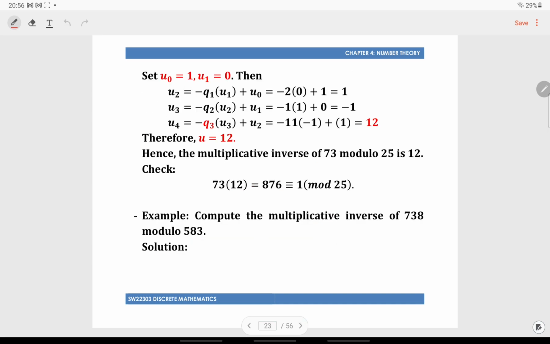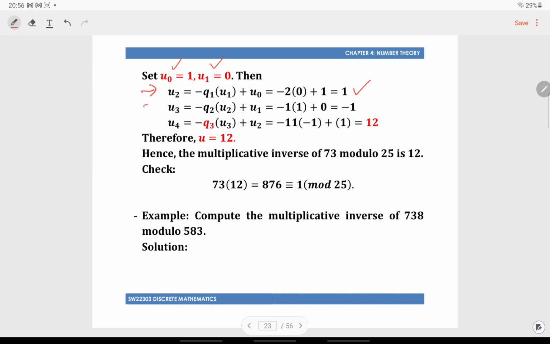Okay, so by default, for the u, we have the following two fixed values. We have u0 equal to 1, u1 equal to 0. You have to remember these two fixed values. Then we compute u2. u2 equals negative q1 multiplied by u1 plus u0. The outcome is equal to 1. Okay, so finish with u2.